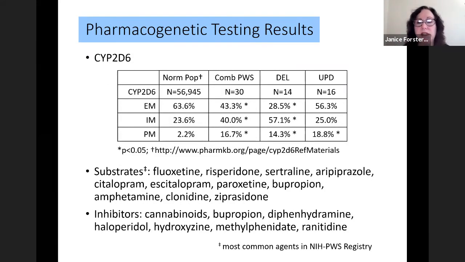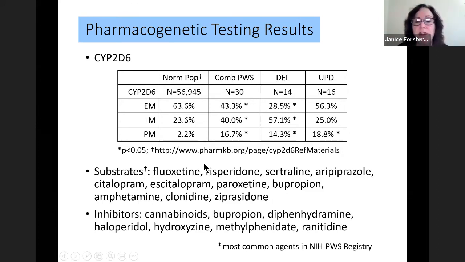So I'm going to use the 2D6 just to orient you to how I'm going to be presenting the next series of slides that talk about the results of the cytochrome testing. So what you see here, this is the frequency of the metabolic phenotypes, both in the normal population, in the combined population of PWS, specifically in deletion, and then also in UPD. This is all referenced by PharmVer, which is a big international consortium. And I will mention in each case, substrates, inhibitors, and inducers. In the case of 2D6, you'll notice there are no inducers because it's the only cytochrome that is not inducible.